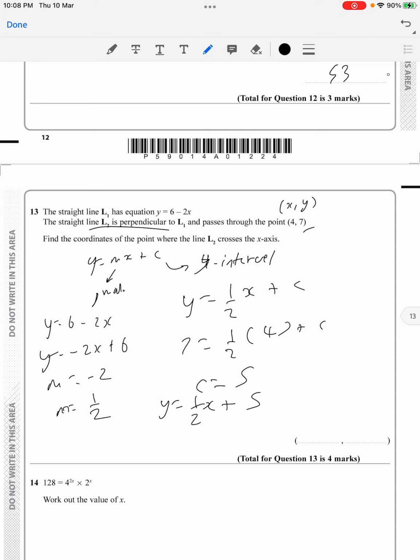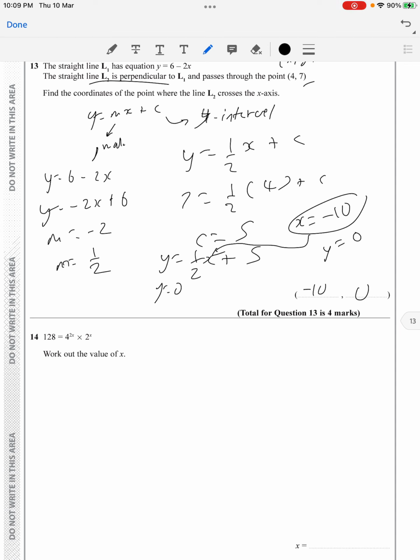Right, so now they asked us to find out the coordinates where it crosses the x-axis, right? So we have to just give it y as 0. Once you put y as 0, you should be solving it by getting minus 10. X should be minus 10, and once you put x equals minus 10 into this equation, you should be getting y is equal to 0. So the coordinates are minus 10, 0. Okay, so it's a matter of substitution, so I hope your substitution is really strong.